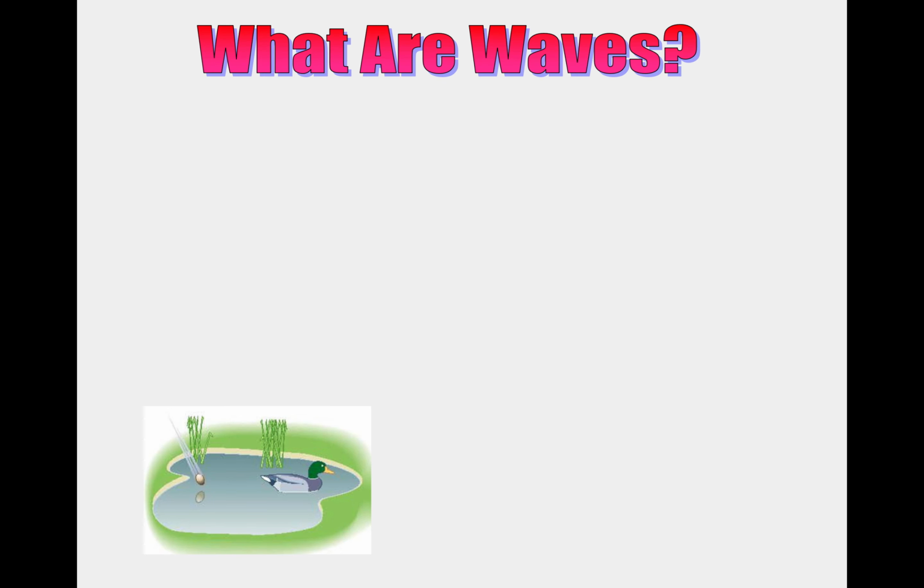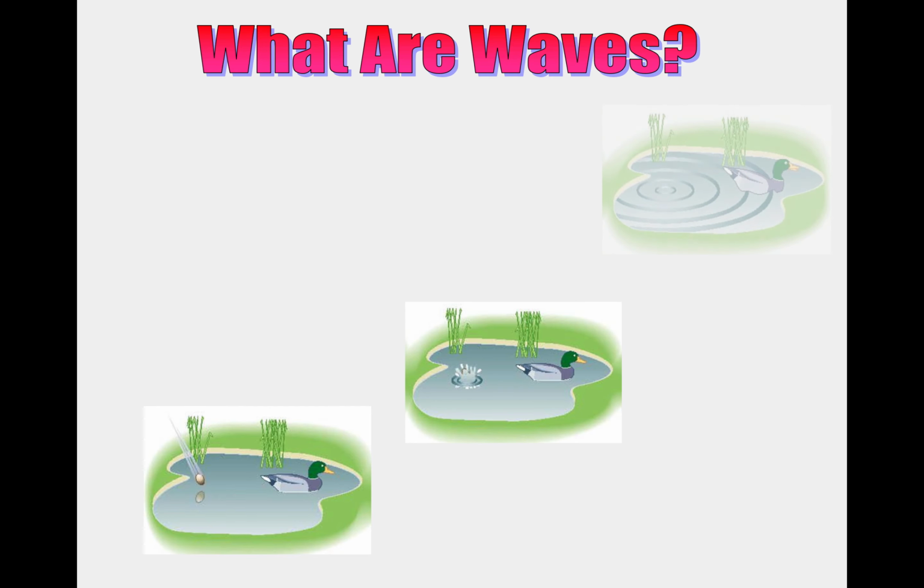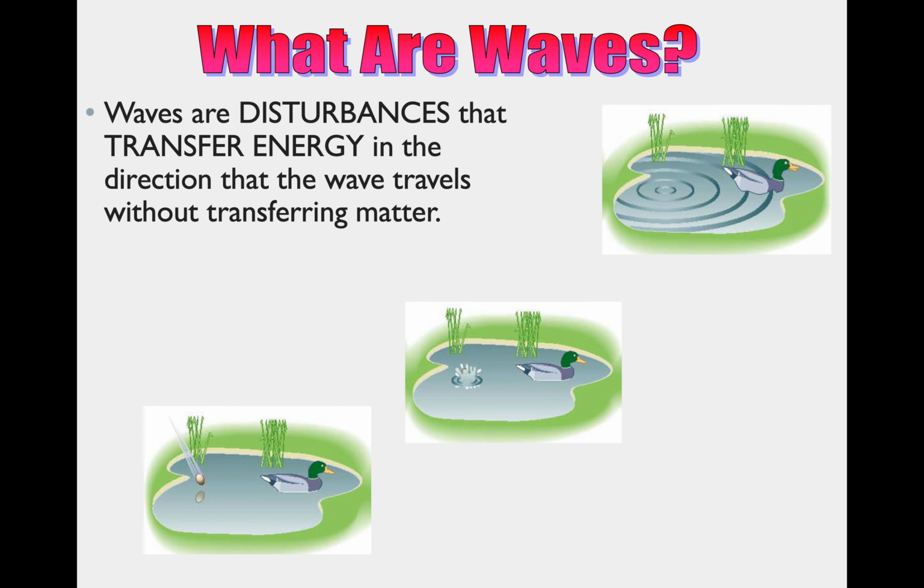So first thing is, what is a wave? You need to know that a wave is something that will cause a disturbance which transfers energy, not matter. So you notice that you'll see the ripples when the stone falls in, and the ripples are moving outwards, but the duck doesn't move. It's because the matter is not moving, the material is not moving, just the energy.